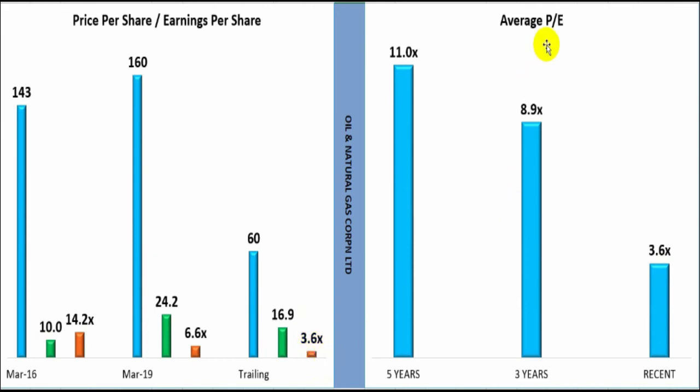The average price earning of the last 3 years and 5 years were above 7 times, and we are getting it at almost a 50% discount in price to earnings against the averages.